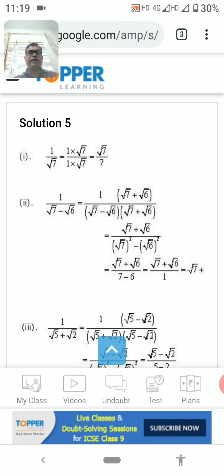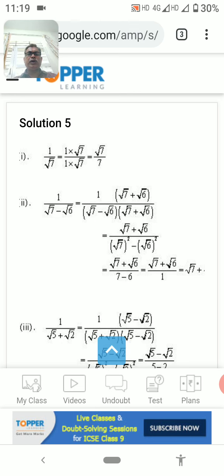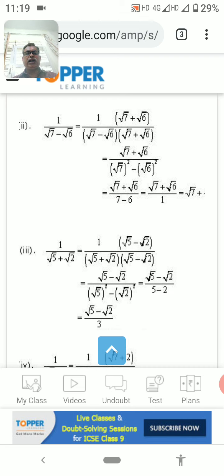So under root 7 by 7 is one number which is equal to 1 by under root 7, but whose denominator is rational. In this way, how to rationalize the denominator of 1 by under root 7 minus under root 6? Again you multiply that number with the rationalizing factor, that is under root 7 plus under root 6. In the denominator also multiply by under root 7 plus under root 6, because here it is a minus b, an algebraic identity we can use. Already it is a minus b, so a plus b means under root 7 plus under root 6 we can apply here.